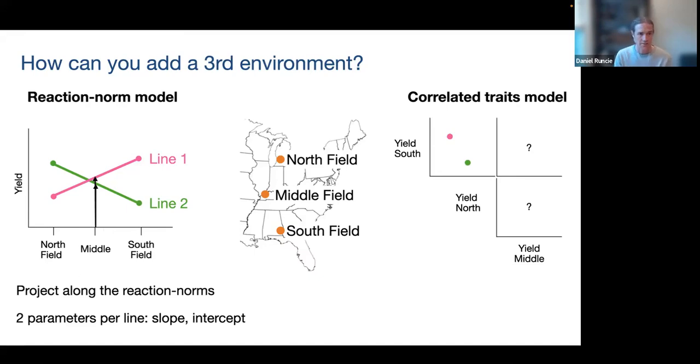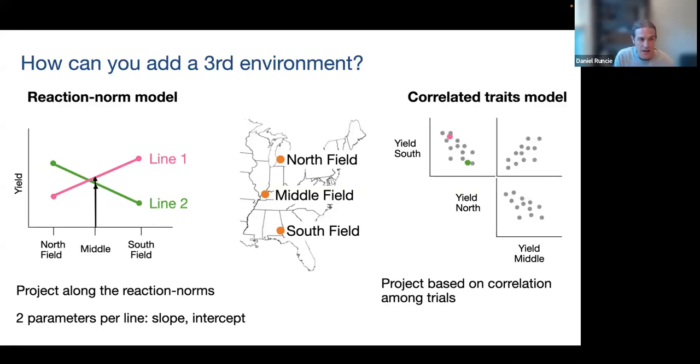In contrast, adding the third field in the correlated traits model is a bit more difficult because now we're adding a third independent axis, and we need to add two additional scatter plots here. But it's not clear how to fill these in. How can we predict if these correlations are going to be strong or weak, or even positive or negative? Now, the easiest way to do that is if we have data on other lines in each of these three environments. If we see that yields are generally negatively correlated between the south and north field, but positively correlated between the south and the middle field, we can then make projections of our pink and green lines based on these correlations. But to do this, we need data on a lot of lines in each of these environments. Clearly, this is more difficult.